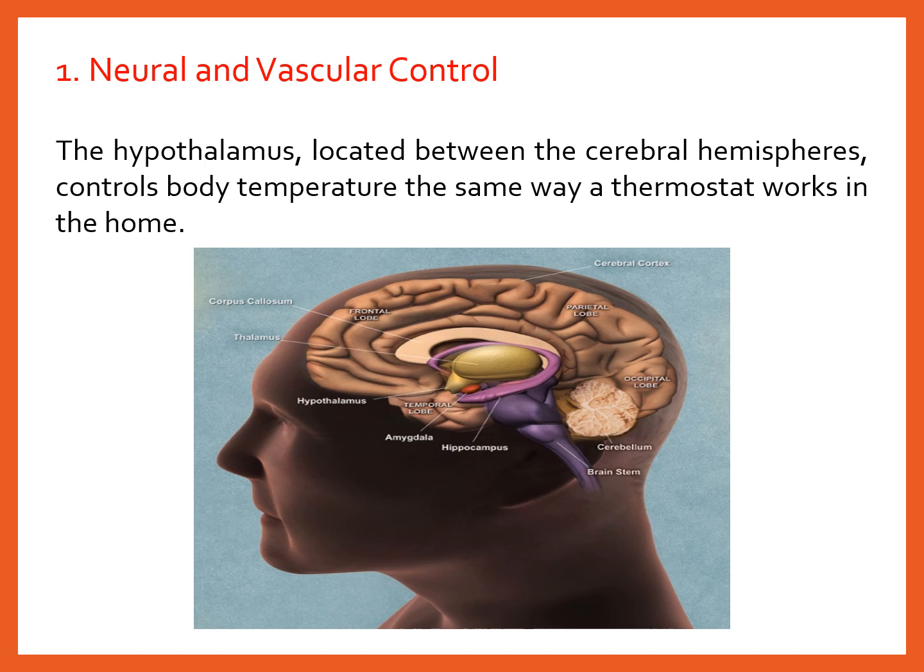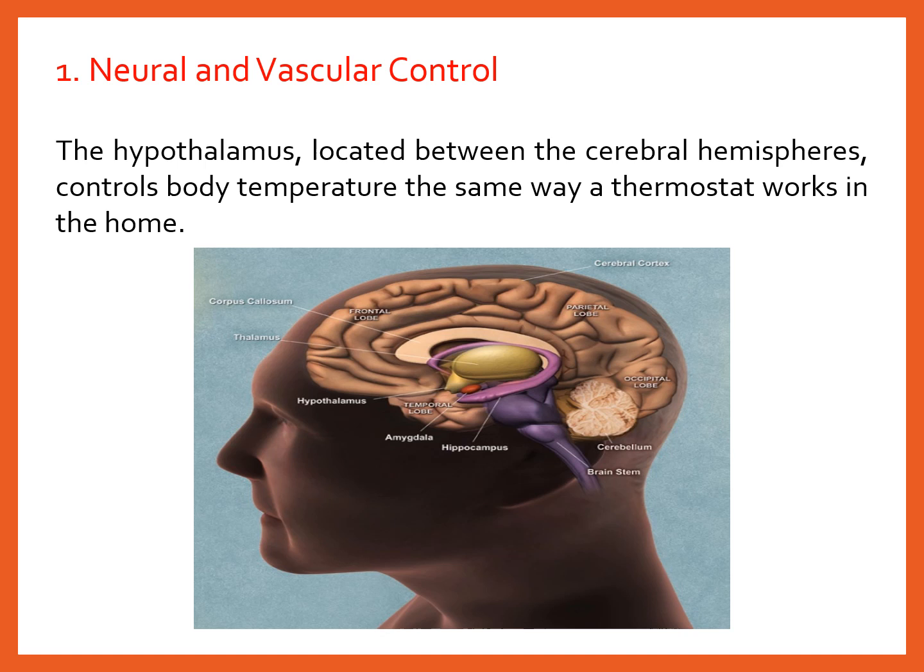The hypothalamus, located between the cerebral hemispheres, controls body temperature the same way a thermostat works in the home. The hypothalamus senses minor changes in the body temperature. The anterior hypothalamus controls heat loss and the posterior controls heat production. When nerve cells in the anterior hypothalamus become heated beyond the set point, impulses are sent out to reduce body temperature. Mechanisms of heat loss include sweating, vasodilation or the widening of the blood vessels, and inhibition of heat production.